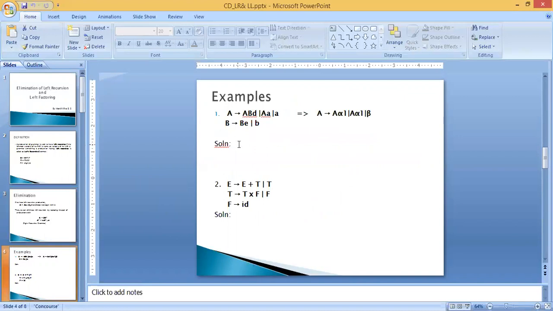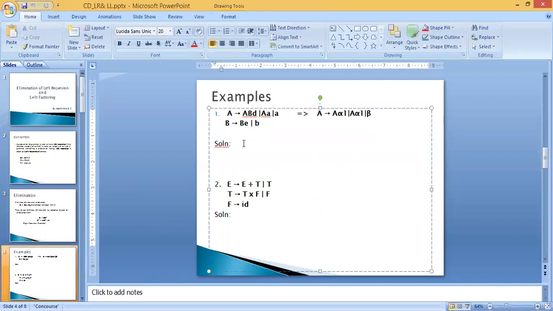I have written an example here. I'll be writing the solution myself. Here we have left recursion: A gives A, which is definitely left recursion. Here also A gives one more A, which is left recursion. A gives small letter a is not left recursive. B gives B is left recursion. B gives small letter b is not. But we have to resolve this, right?